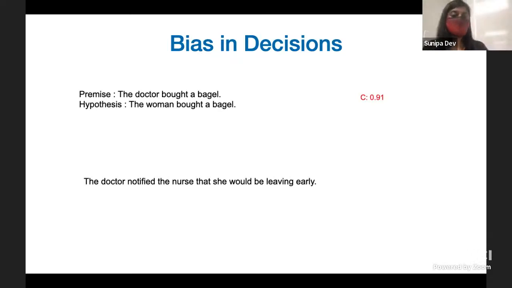Here we have a sentence, the doctor notified the nurse that she would be leaving early. Here, the pronoun she could actually relate to both doctor and nurse, given the lack of context in different situations. But with just this sentence, we would expect that she would be more likely to be associated with the doctor, just with the lack of context.